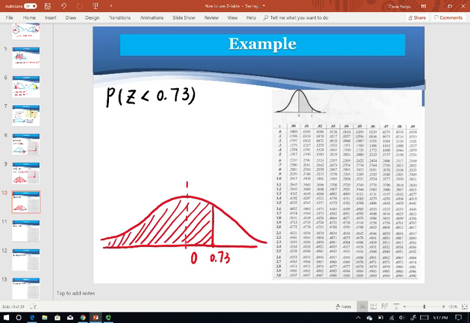So if you look at this picture, it should be 0.5 plus, because this includes this half, 0.5 plus the table value according to the z-score, 0.73. So let's look at the first column, and 0.73's second decimal. The crossing is the table value. So it will be plus 0.2673. And you can calculate the result.